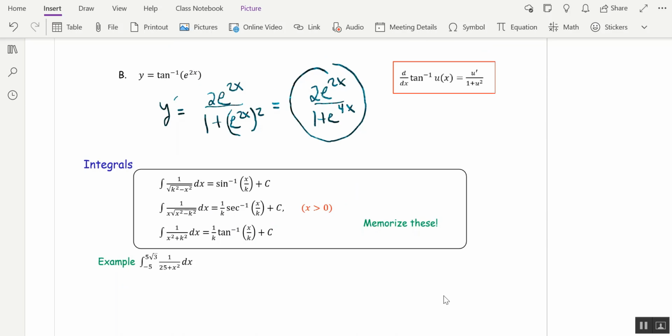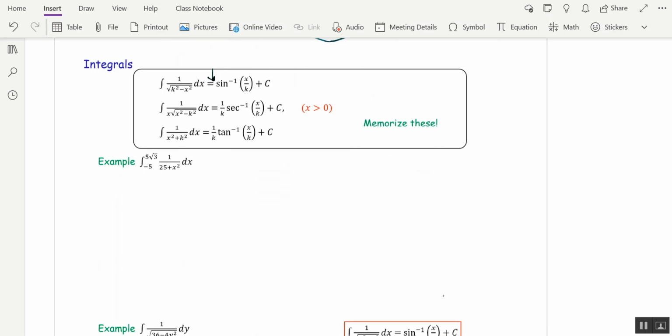All right, now let's talk integrals. These are the three integrals that loosely correspond to the derivatives on the previous page. Notice that the only one without a 1 over k out front is sine, so that can help you with your memorization. Let's just jump right in and finish up here.